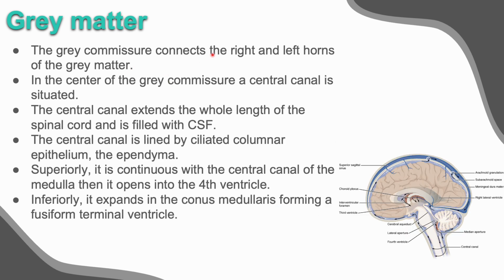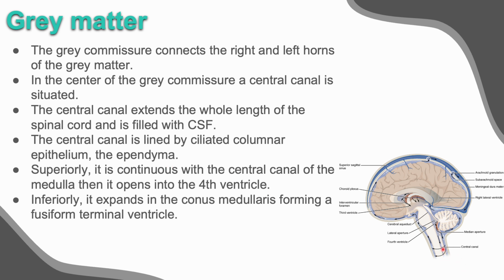The gray commissure connects the right and left horns of the gray matter. In the center of the gray commissure lies a central canal. The central canal extends the whole length of the spinal cord and is filled with cerebrospinal fluid, or CSF. The central canal is lined by ciliated columnar epithelium, known as the ependyma.